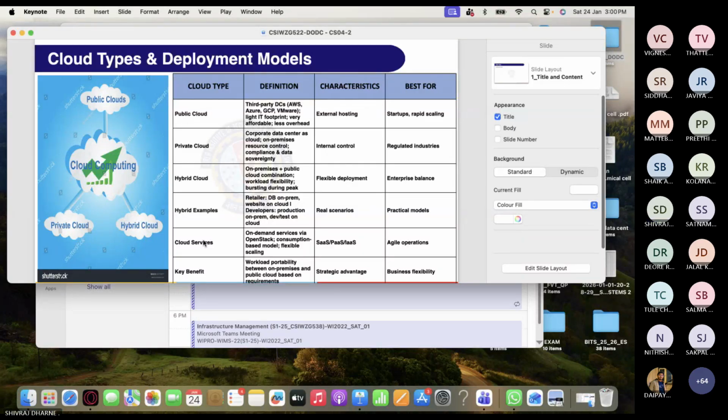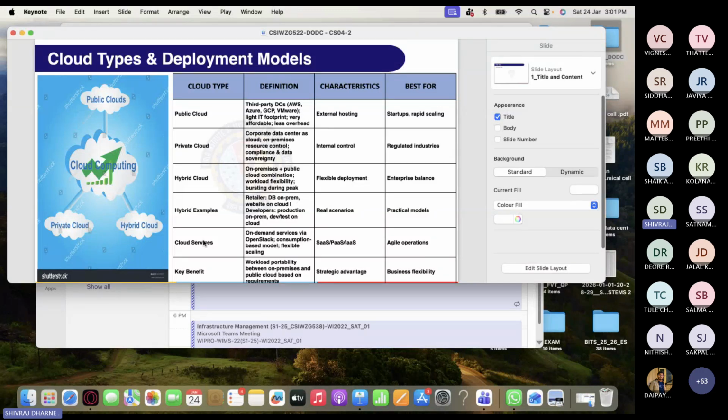Hybrid examples are like a retailer whose database will be on premises and whose website will be on the cloud. So that is a hybrid example. In the cloud services section, you can see examples of private cloud, hybrid cloud, and public clouds, and how it happened. That big picture can give you an idea of the different cloud types and deployment models. Cloud services are on-demand services like OpenStack, or a consumption-based model with flexible scaling.